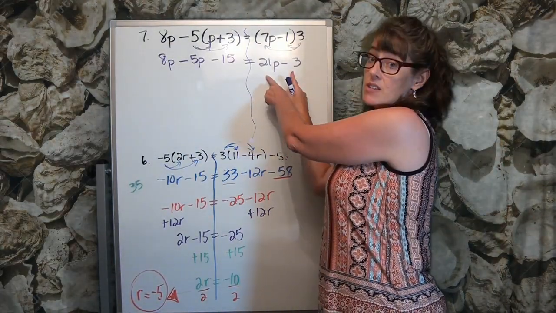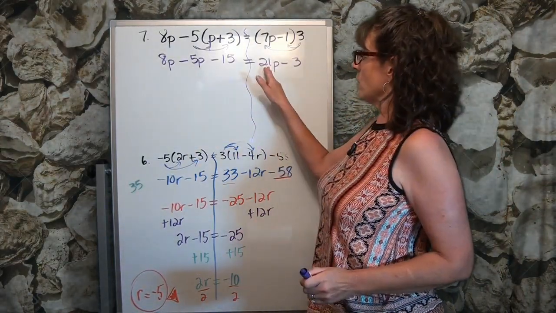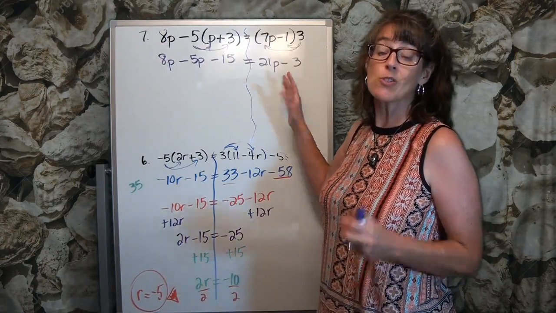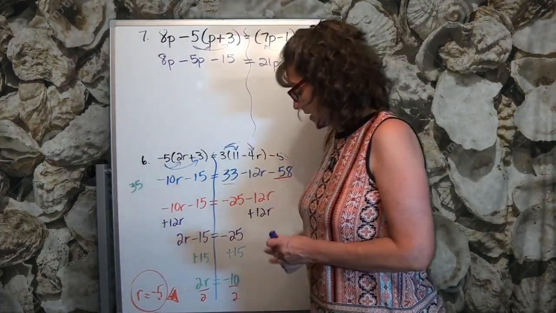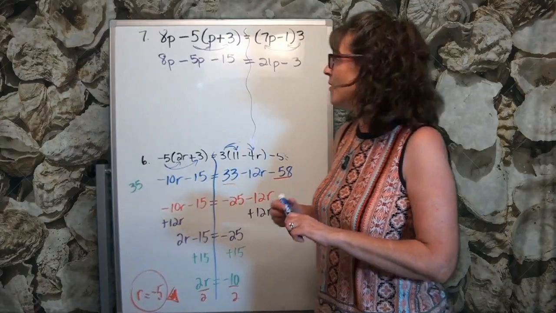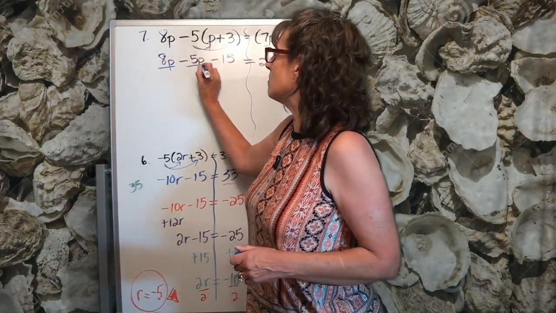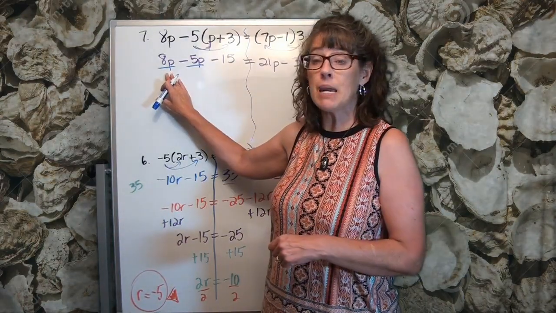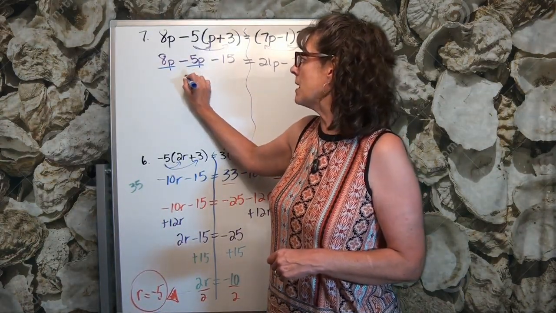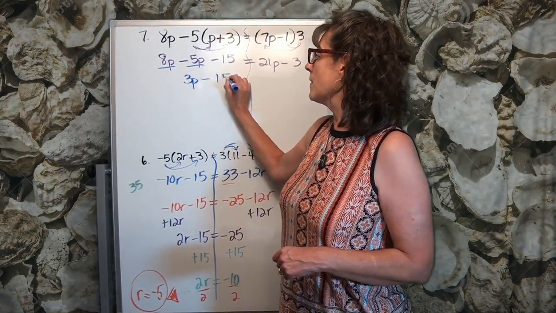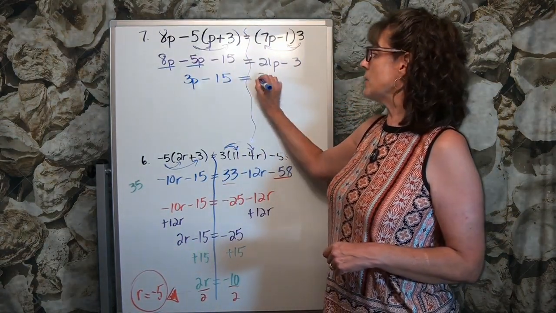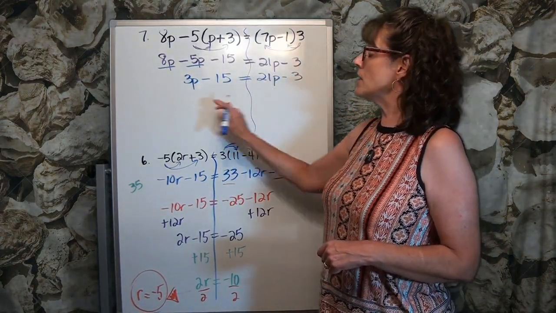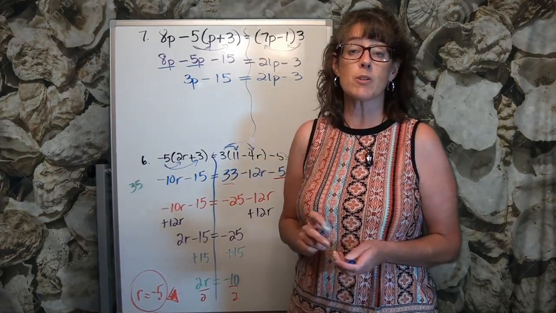Now, is this side as simple as it will get? I have a variable and a constant, can't put the two together, so yes, it is. How about this side? Aha, you've got good eyes. No, it is not as simple as it can get, because that 8p and that negative 5p, I can put those together. If I have 8 p's in my pan, and I'm taking out 5 of them in that pan, I only have 3 p's left. Now is this side as simple as it can get? And it absolutely is, because I have a variable and a constant, I cannot put those together.